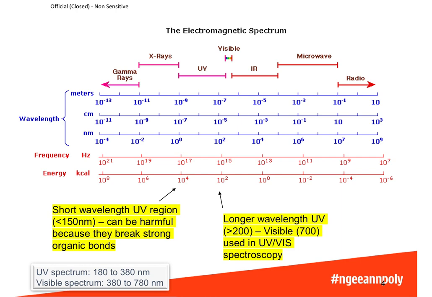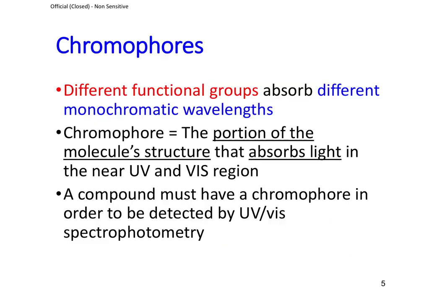In UV and visible spectrophotometry, we are looking at the absorption of UV and visible light by compounds. However, we are also only looking at the longer wavelength UV because shorter wavelength UV, which has higher energy, is more harmful. They can break strong organic bonds. So in UV and visible spectrophotometry, we are looking at longer wavelength UV, which is more than 200 nanometers, to the visible wavelengths of light.